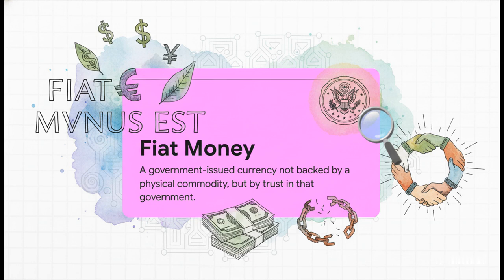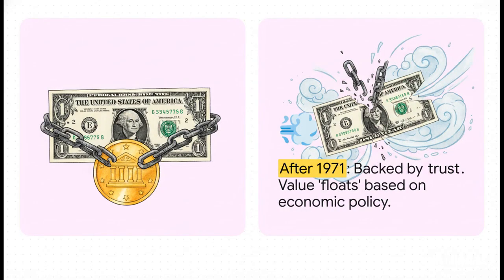That's it. It's not backed by a promise of gold. It's not backed by silver. It's backed only by our collective faith in the stability of that government. For a long, long time, most major currencies operated on what was called a gold standard. It was a simple promise. You could take your paper money to a bank and exchange it for a fixed amount of actual gold.